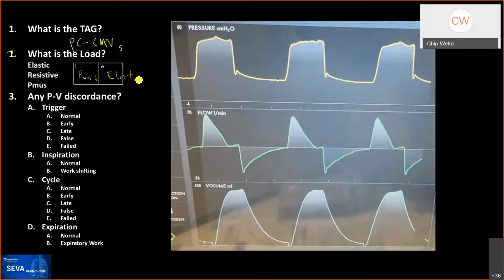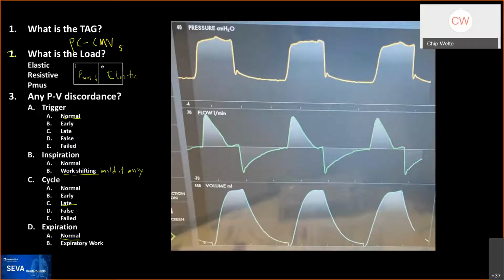Okay. And what about the patient ventilator discordance? Yeah, the trigger looks normal to me. Inspiration, there is very mild, if any, work shifting. And then there is a late cycle and normal expiration. Okay. Very good. All right.